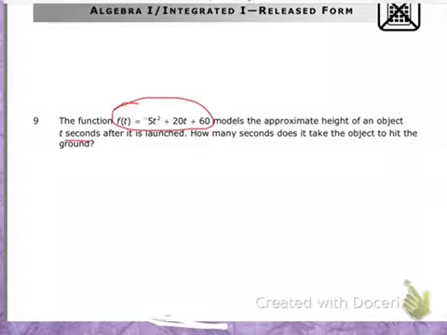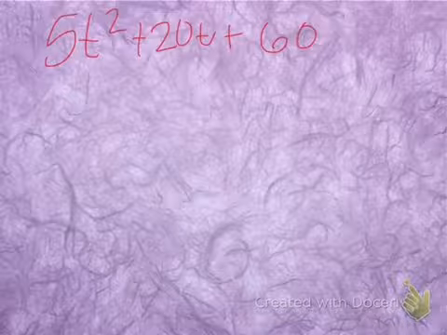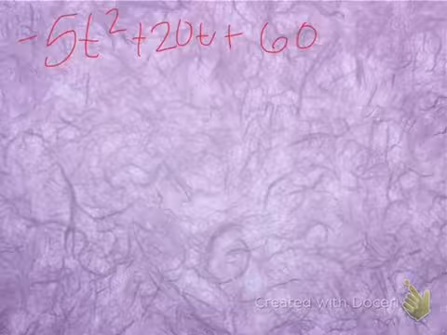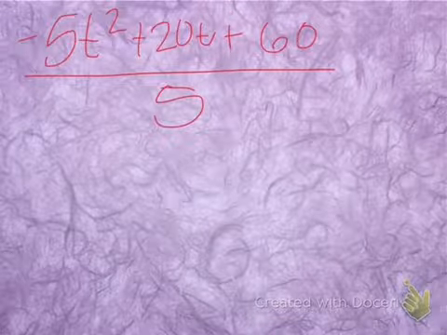What's the y-intercept? As we previously stated, the equation is negative 5t squared plus 20t plus 60. So first you have to factor it. To factor all of it, we're going to go divided by 5. That's the most basic number ever.